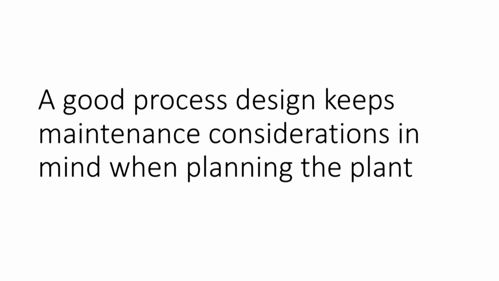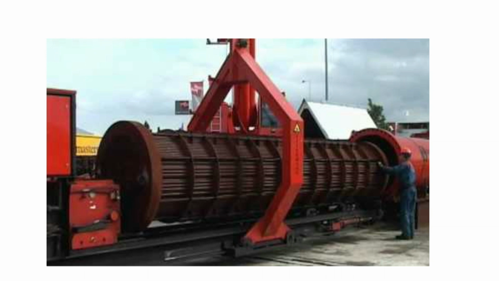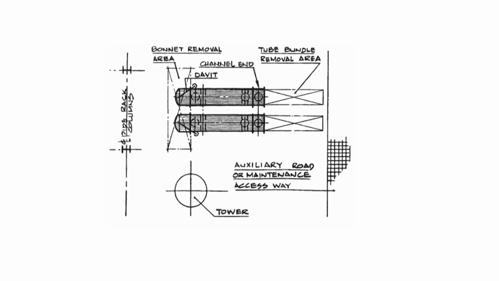So there is also a lot of maintenance and operability. For example, I show you a photo. What is this equipment, you think? Heat exchanger, and they're pulling out the tube bundle. Now I'll tell you how it goes on layout.